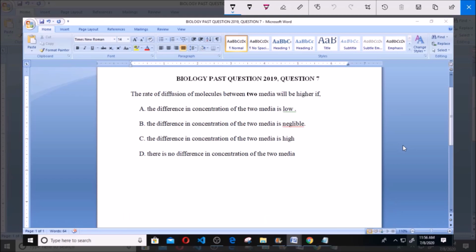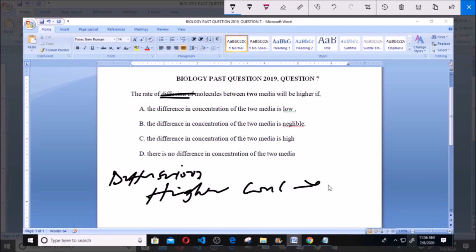Whenever you are given a question, you look for the keyword. In this particular question, the keyword is diffusion. Now, what is diffusion? Diffusion refers to the movement of molecules, ions, or gases from a region of higher concentration to a region of lower concentration. Now, from this explanation, I said higher concentration to lower concentration.